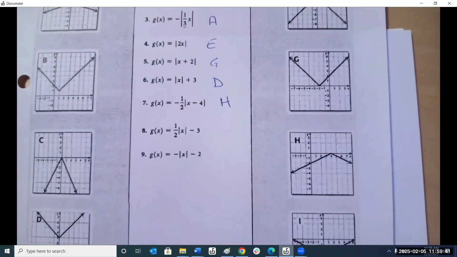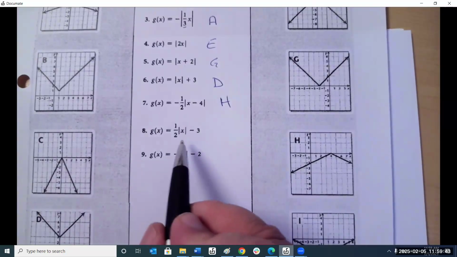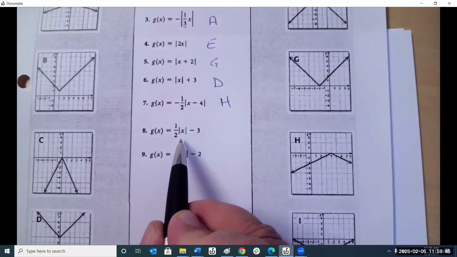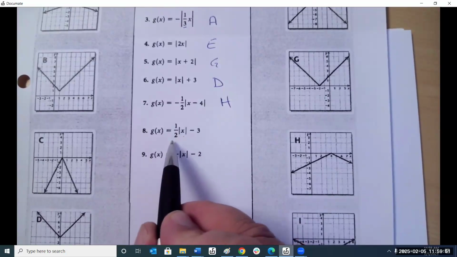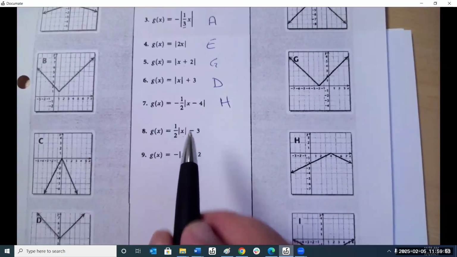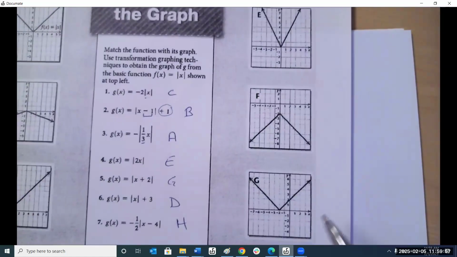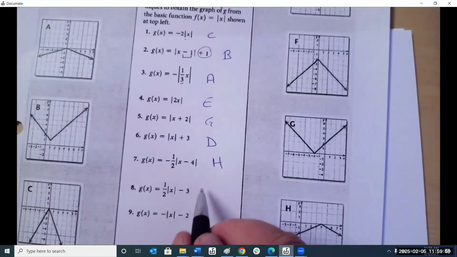Number 8. So we're looking at, is there a horizontal shift? No horizontal shift. Is there a vertical shift? So the graph goes down 3 spaces. So which one shifted down 3 spaces? So it's I.